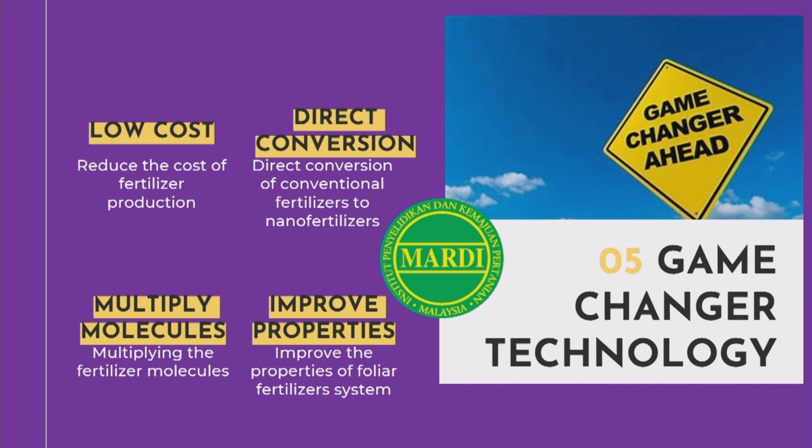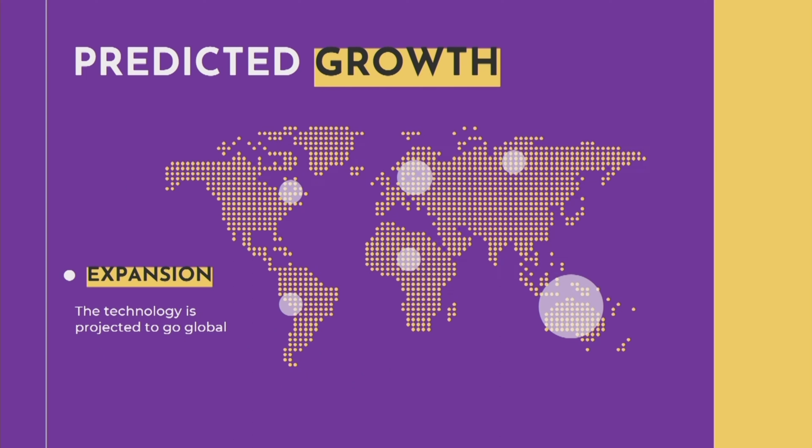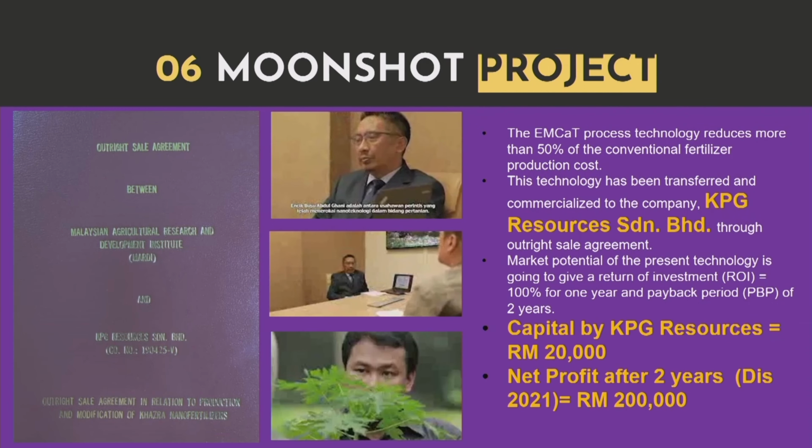And it's also a direct conversion, the direct conversion of conventional fertilizer to nanofertilizer. We will not have a problem with the source of fertilizer itself. We just convert the conventional to nanofertilizer. And then we multiply the fertilizer molecules and improve the properties of the foliar fertilizer system. So we predict it will expand to the whole nation, and it is a moonshot project.